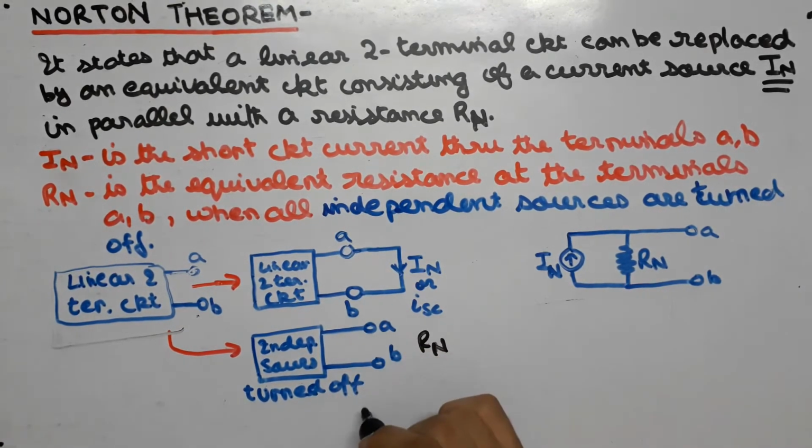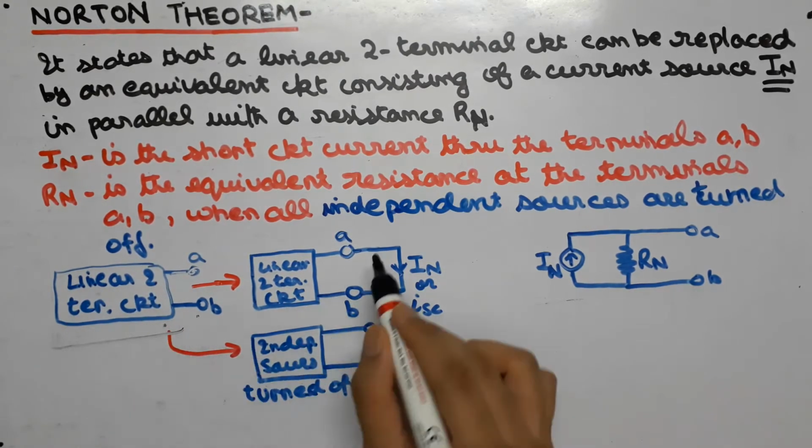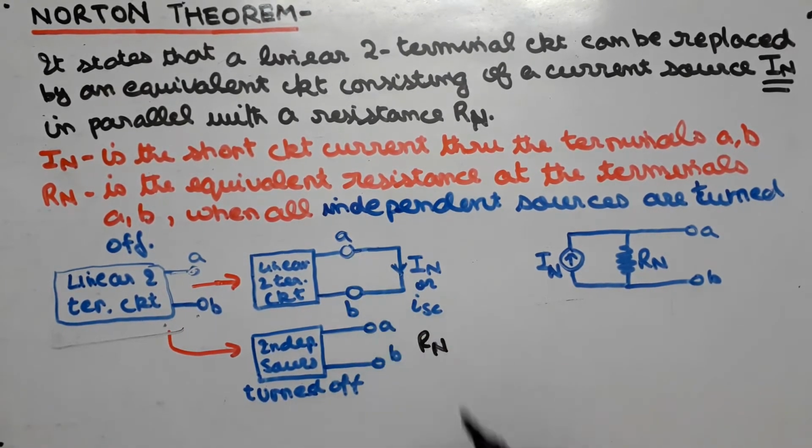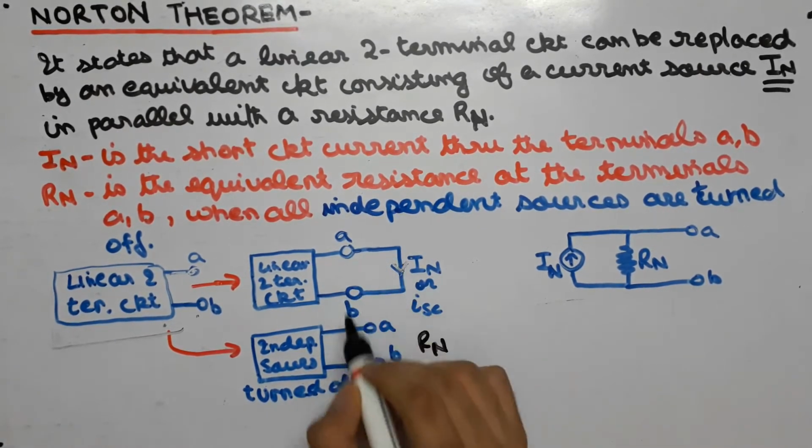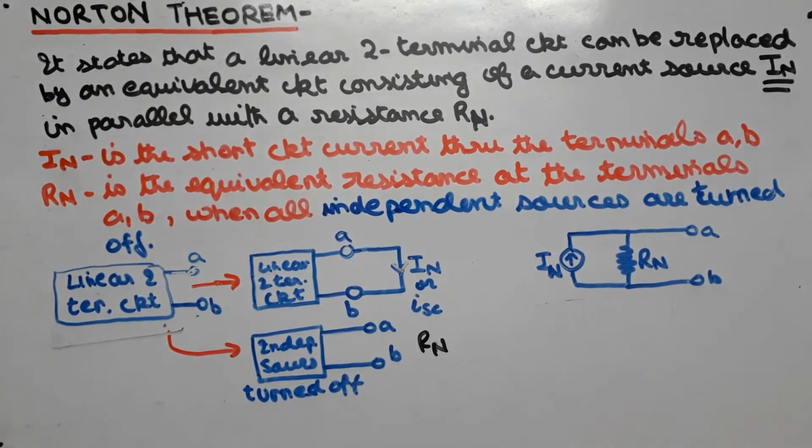That is, in order to find IN, we will leave the circuit as it is and short circuit the terminals A and B. From there we will find the value of IN which will flow in this branch. And secondly, when we have to find Rn, we will solve it exactly the way we solved for RTH in Thevenin theorem. That is, if we only have independent sources, we will turn them off in this circuit.